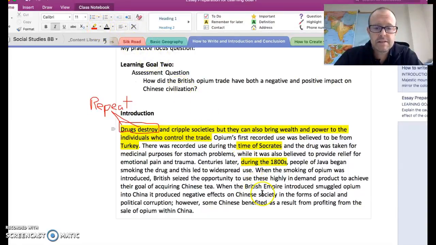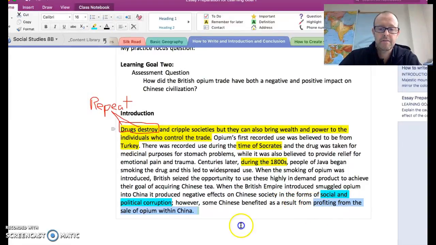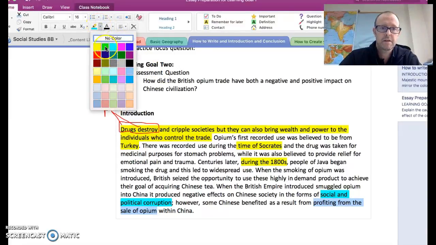So in this case, let's use a couple of colors. I used: British introduced smuggled opium to China. It produced negative effects on Chinese society in the forms of social and political corruption. So social and political corruption would be a paragraph. And my positives would be the Chinese profiting or making money from the sale of opium. Let's use a different color for that.